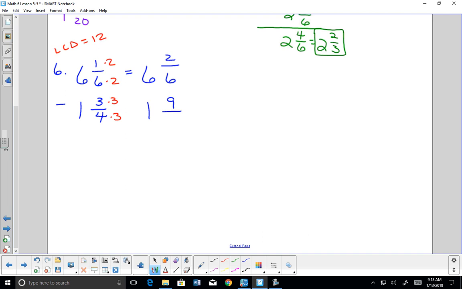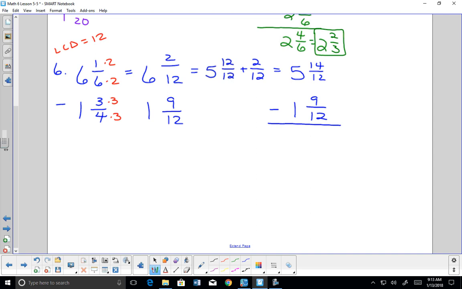I cannot take 9 12ths from 2 12ths, so I'm going to rename the 6 2/12ths to becoming 5 12/12ths, plus the 2/12ths I already had, which makes this 5 14/12ths. And I'm going to subtract from that 1 9/12ths. 5 minus 1 is 4. 14 minus 9 is 5. And I get 4 5/12ths.